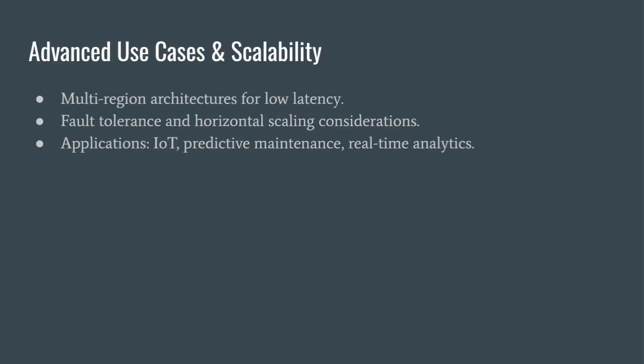Let's talk briefly about some advanced use cases and scalability considerations. For large-scale systems, multi-region deployments using AWS Global Accelerator or AWS Transit Gateway can ensure low latency and highly available streaming architectures across different geographies. You can also use cross-account access and VPC peering for integrating multiple AWS accounts or regions seamlessly.